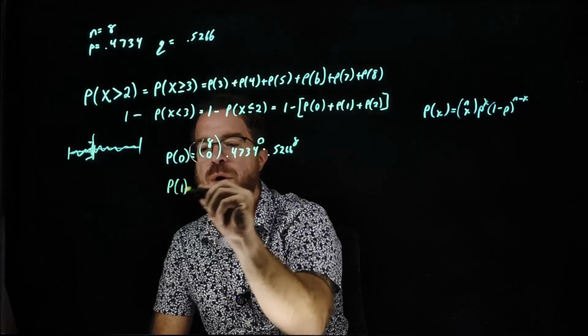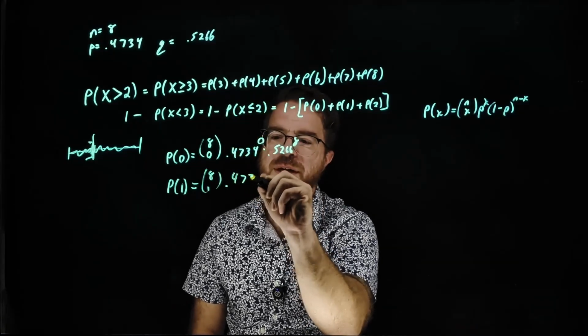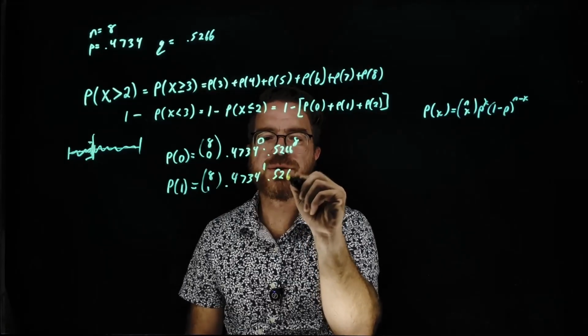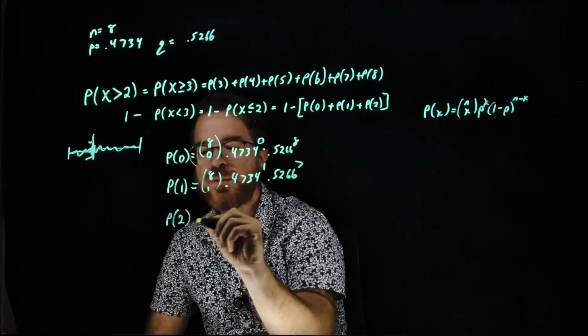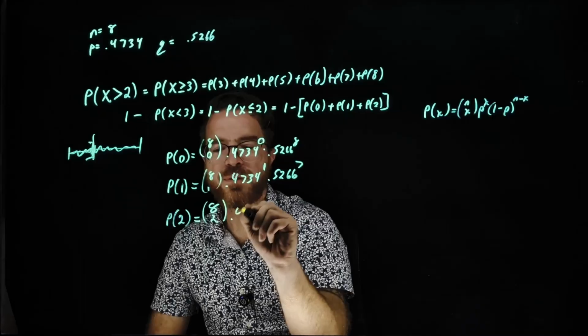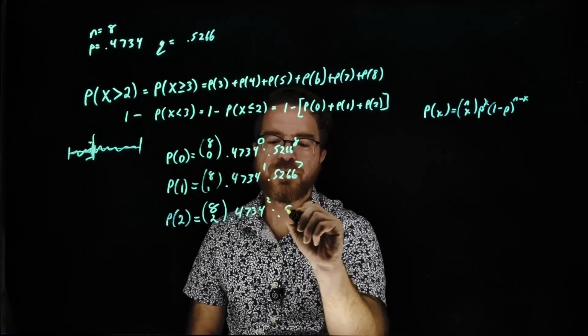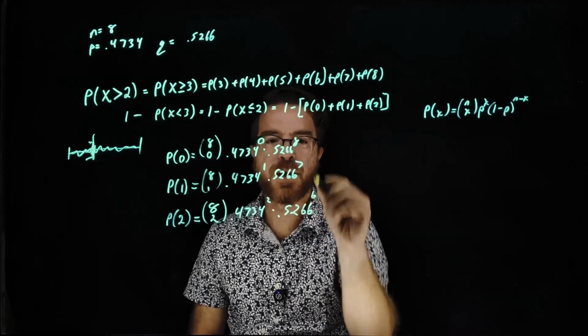So the probability of getting a 1 is going to be 8 choose 1, 0.4734 to the 1 power, 0.5266 to the 7th power. And then the probability of getting a 2 is going to be 8 choose 2, 0.4734 squared times 0.5266 to the 8 minus 2, or 6th power.